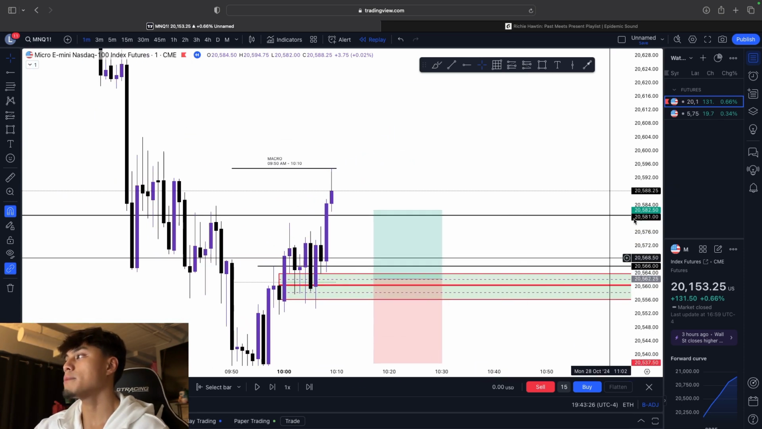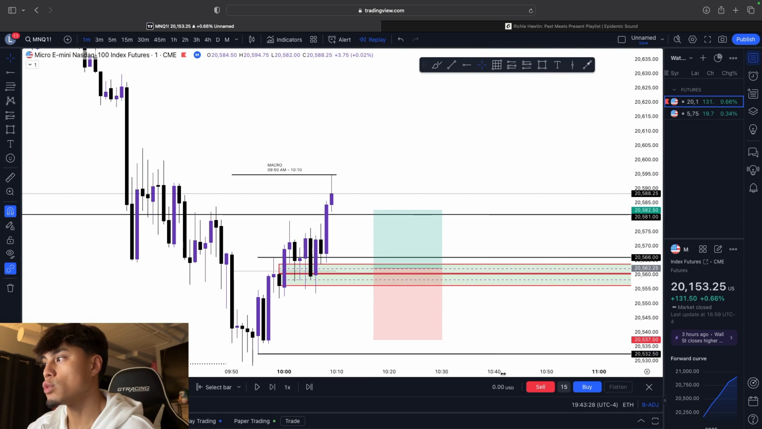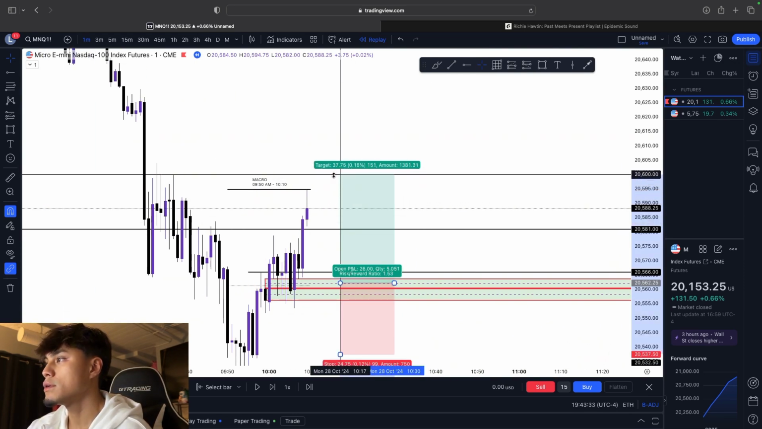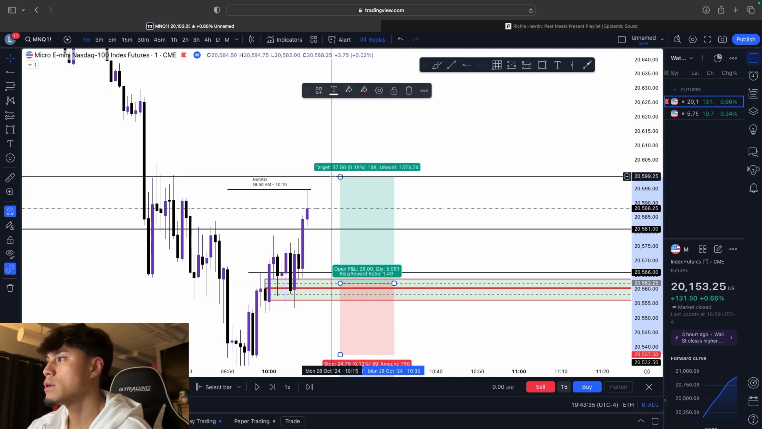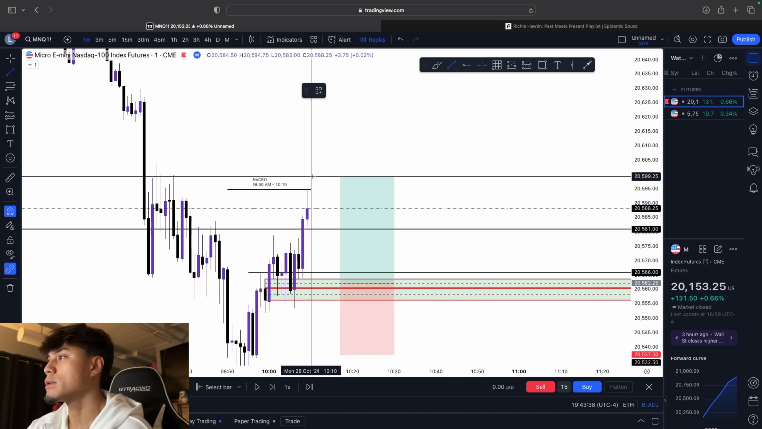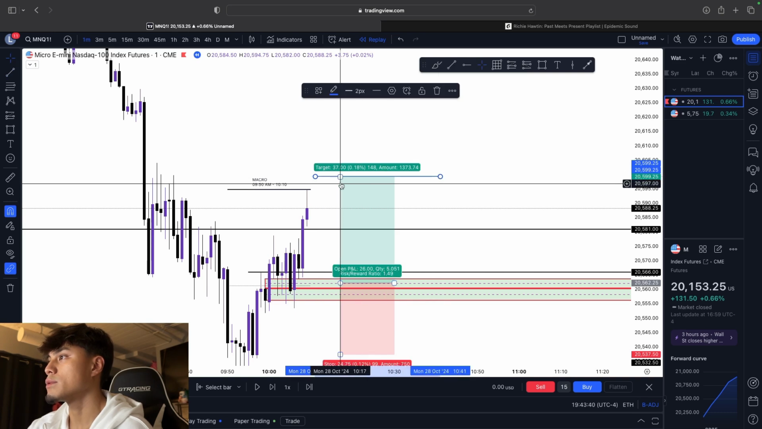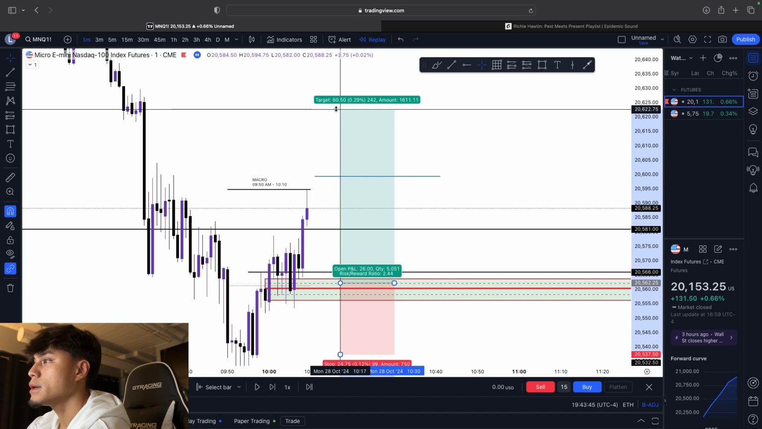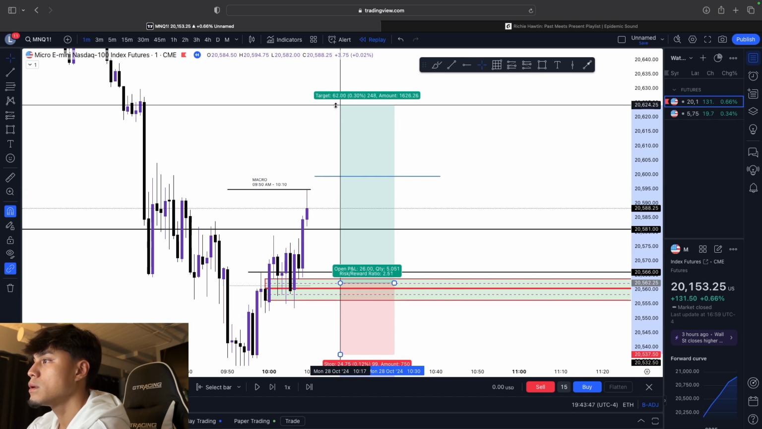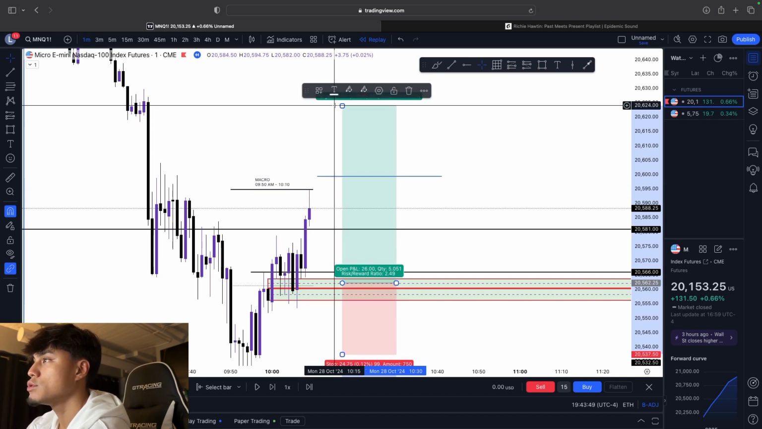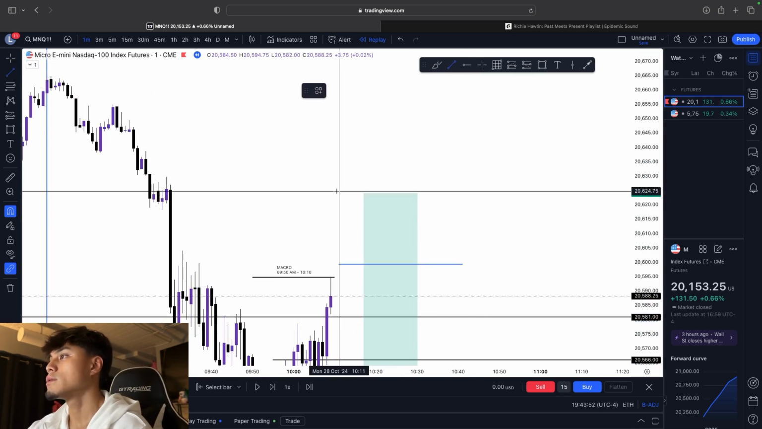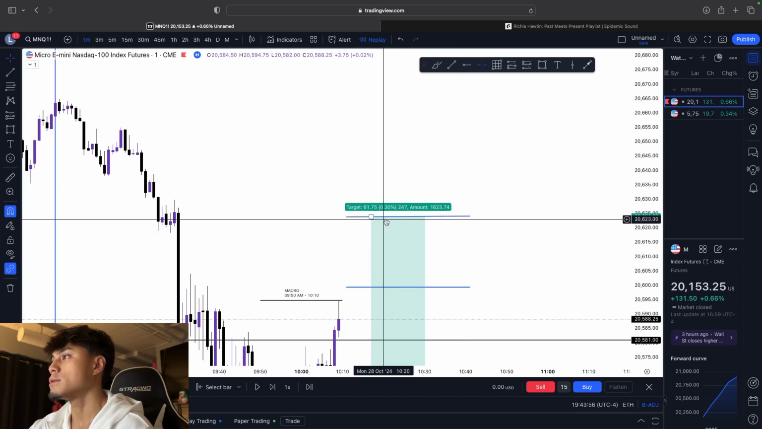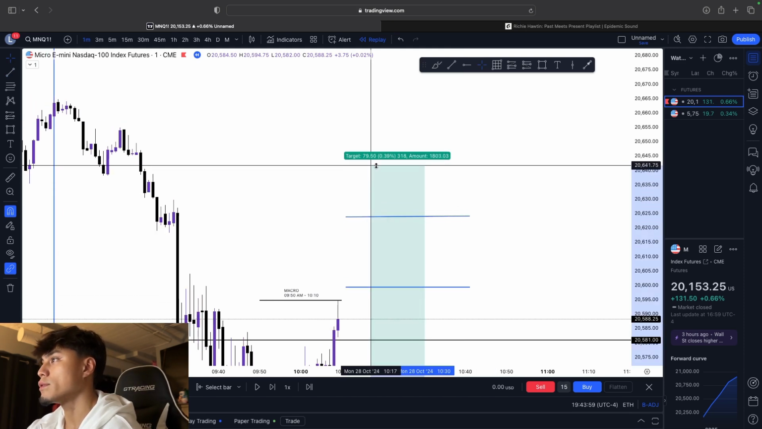My first take profit is always at a 1 to 1.5. It's right here. So we go ahead and put our line over here for take profit 1. Take profit 2 is always at 2.5, all the way up here. Okay, put take profit 2. And then we do take profit 3 at 3.5.